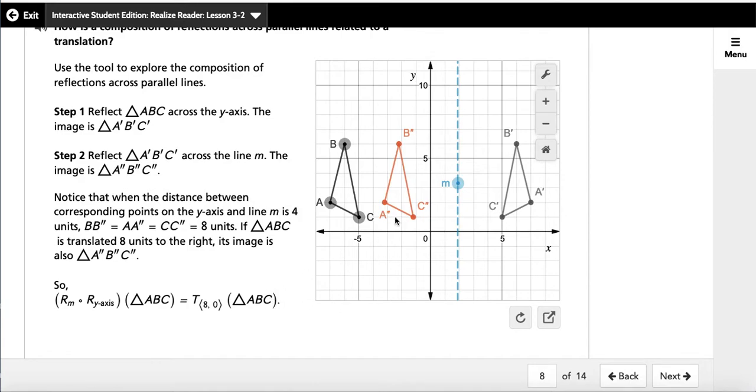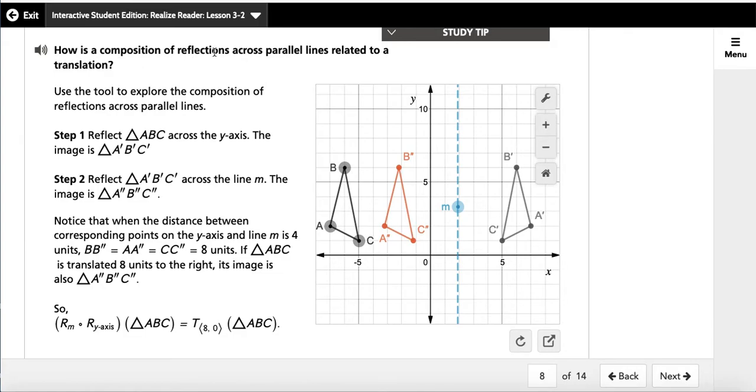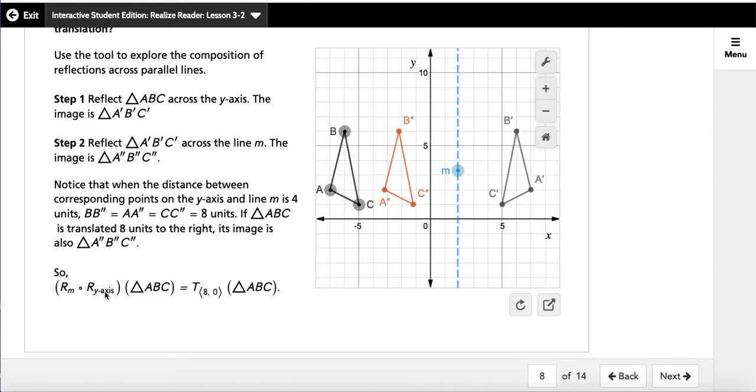So it's a translation in just the x direction because it was a reflection about vertical lines. And you can write that composition because that's what they know. How is a composition of reflections across parallel lines related to a translation? All that reflection, the double reflection there, is the same thing as a translation. 8 units in the x direction.